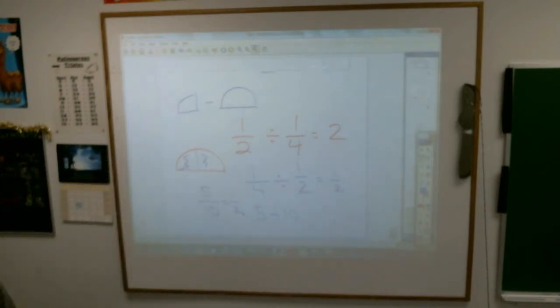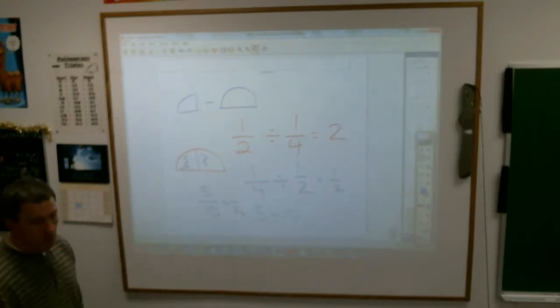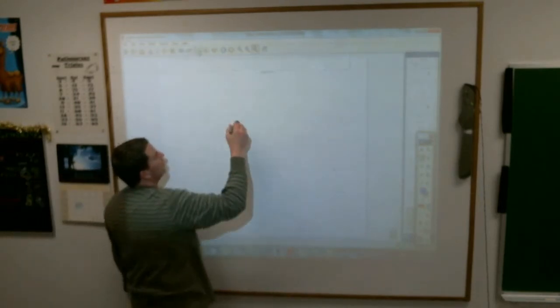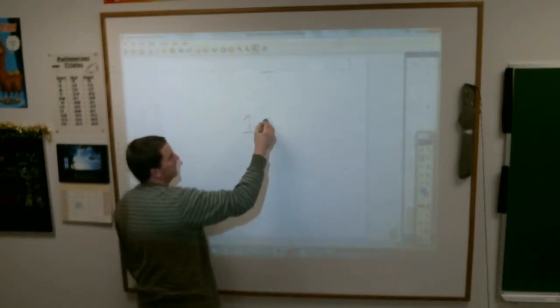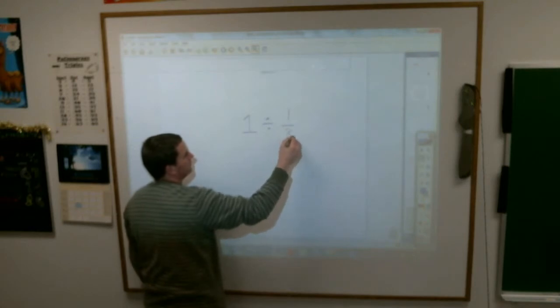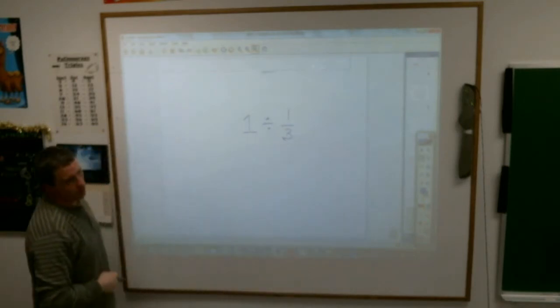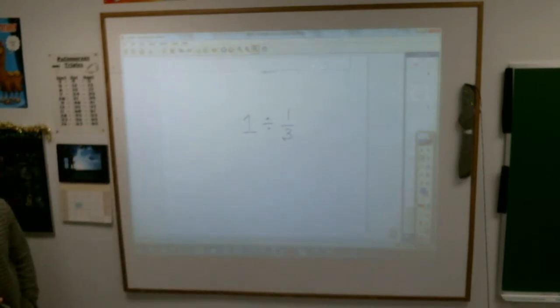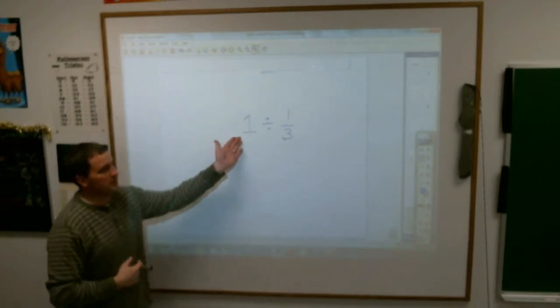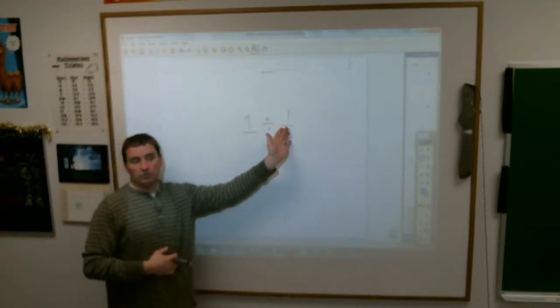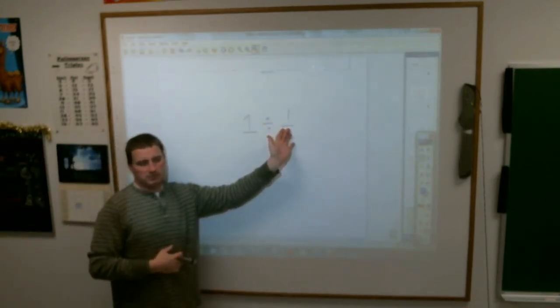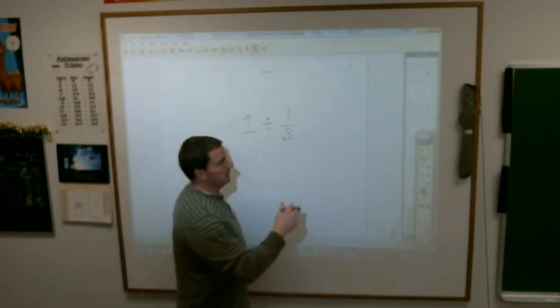Let's look at another one. Oh, they do give some whole numbers here. What about this? 1 divided by 1/3. How many 1/3s, again, go back to the pizza. If you have one whole pizza, cut it into 1/3 slices, how many slices are you going to end up with?